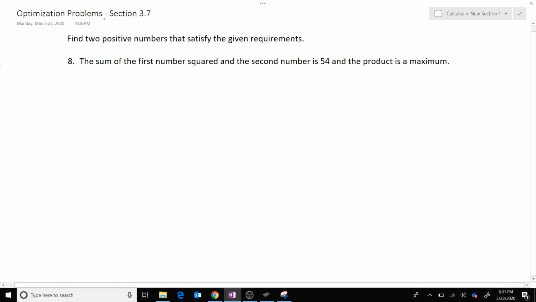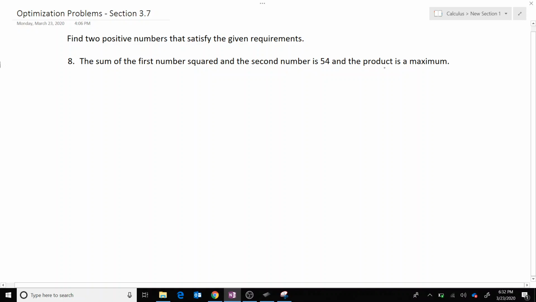Gentlemen, we're going to attempt to do a problem here that is very similar to the web assigns that I'm asking you guys to do. We were doing these kind of problems before spring break, but I wanted to give you another example of how to do one. This is number 8 out of your book. It says find two positive numbers that satisfy the given requirements. The sum of the first number squared and the second number is 54, and the product is a maximum.